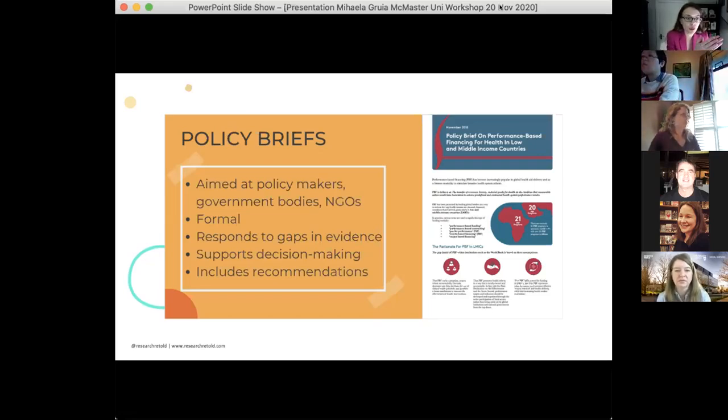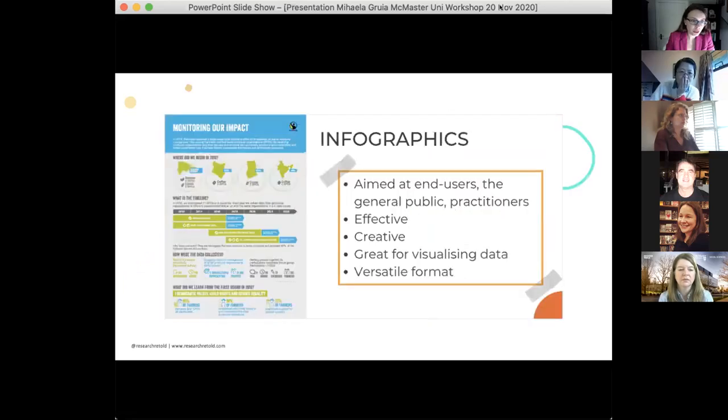It's the most formal of the ones I will show you. It responds to specific gaps in evidence. So if the policymakers are looking to find specific evidence and they have a gap in that, a policy brief can support with that, and it supports in decision making because it includes recommendations and implications, and next steps for what the policymaker could do if they are considering changing the policy in this way. So a policy brief is a format to consider.